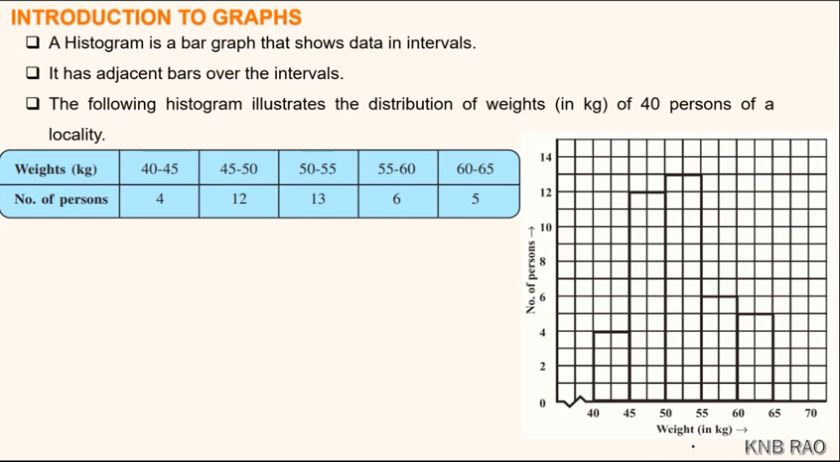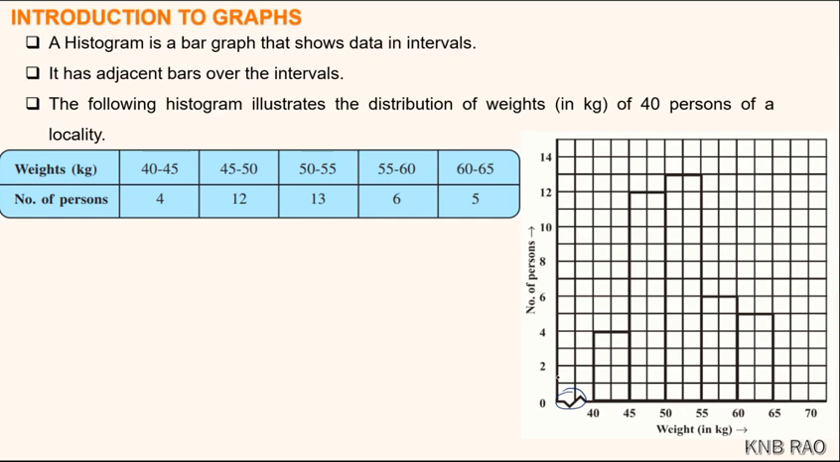You could see in the histogram, weight is taken on the horizontal axis, where this symbol represents 0 to 40. I am not showing it, I have shrunk it, which we call a kink. This kink is meant for not showing 0 to 40, where I am starting from 40, 40, 45, 45 to 50. So, 2 units I have taken as 5 kg. That means 1 unit becomes 2.5 kg.